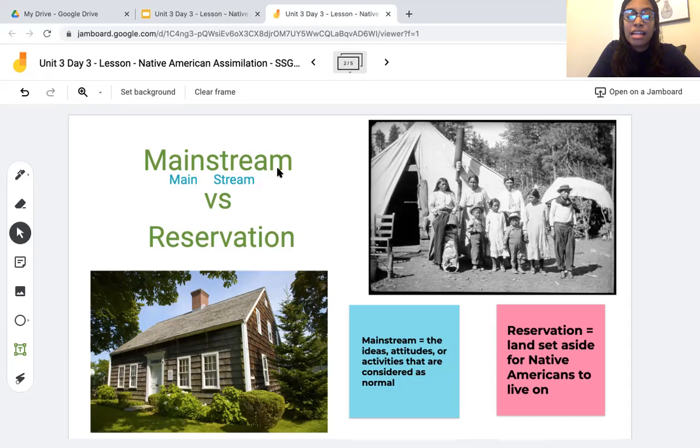So is this mainstream for us? Do any of you live in tents? No, you live in an apartment. Okay, maybe some of you in a house. But this was mainstream for Native Americans, right? Living in tents. This was certainly appropriate for their culture. They loved it, right? And mainstream basically means the ideas, attitudes, or activities that are considered as normal, right? So maybe some of us might think this is mainstream, but Native Americans do not. So different perspectives, thinking about what is mainstream, what is not mainstream.